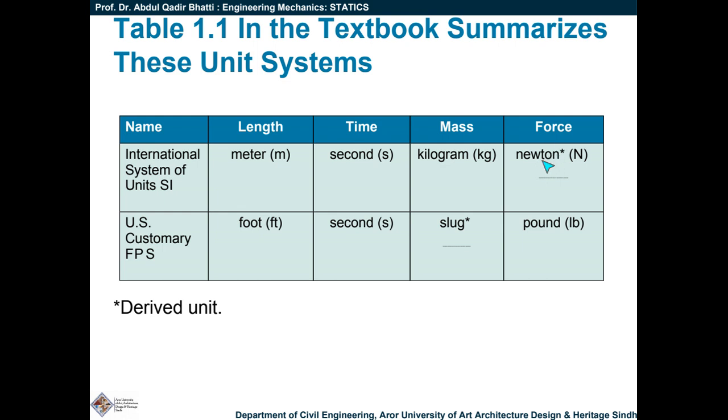Force we measure in newtons, and in the US customary units we use pounds. Okay. What does the asterisk mean? Here asterisk, here asterisk. Asterisk means we derived it. Derived units means we are taking those units from the equations or from the basic relationships. Okay.